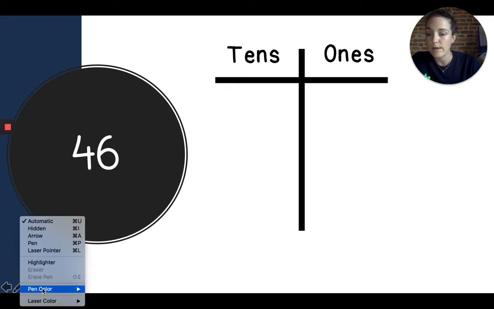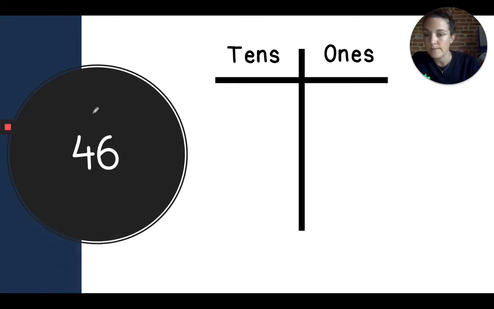I'm going to use my pen. Let's use yellow. Ooh. Break it up. I know that this is my tens. This is my ones. Let's start over here in my tens. So I have 4 tens.